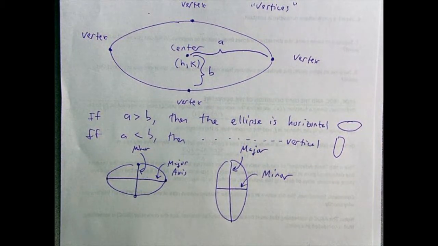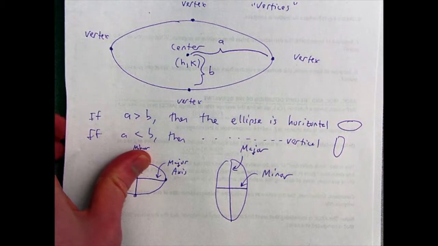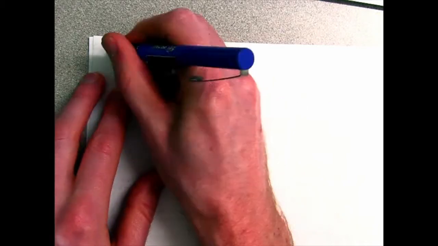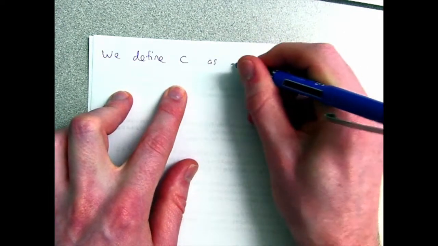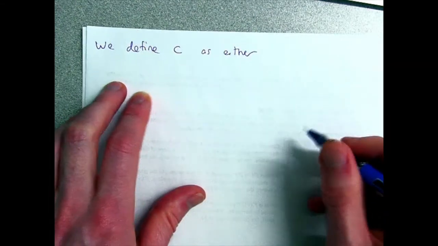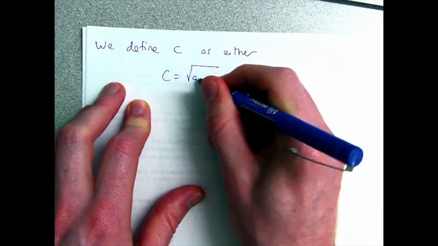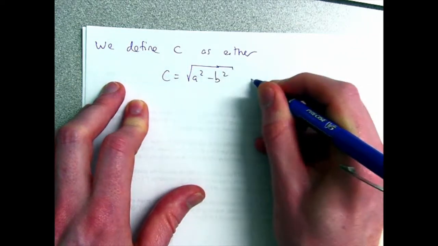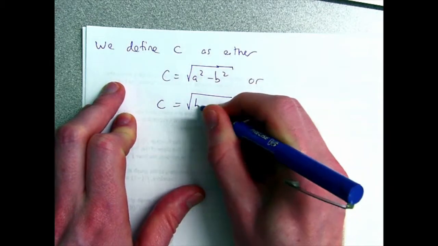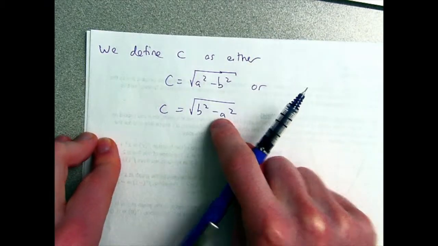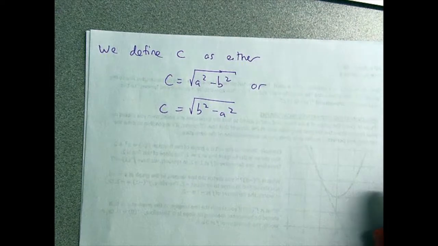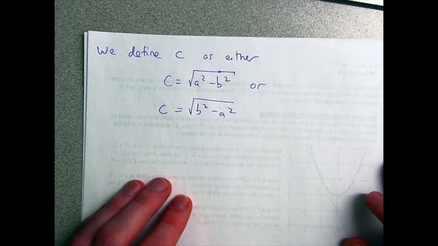There is one more thing I need to tell you about ellipses, and that's the following. We define c as either, I'm going to give you two formulas. c is equal to the square root of a squared minus b squared, or c is equal to the square root of b squared minus a squared. Now I'm giving you two different formulas for this number c. I'll tell you what c represents in a moment, but first I want to address the fact that we have two different formulas for c.